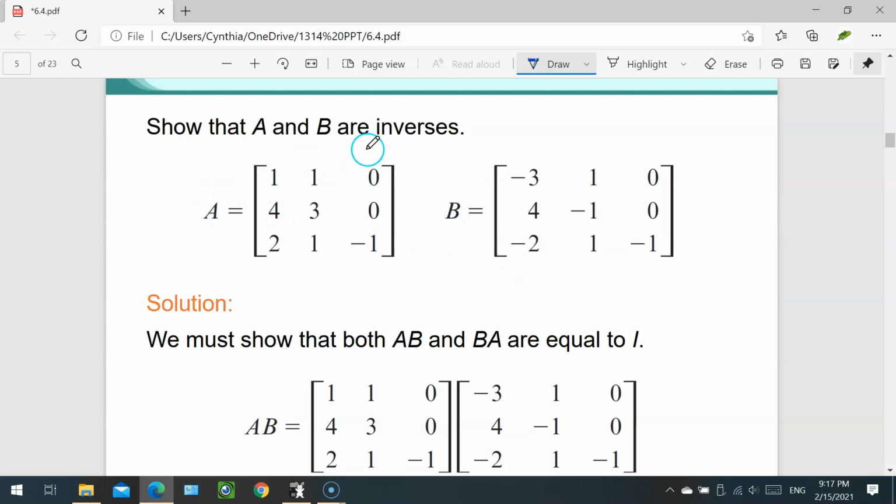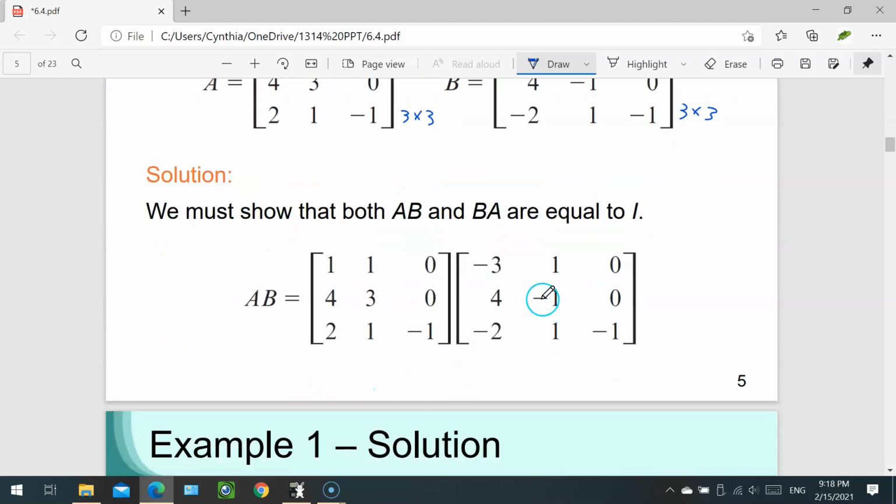Now A, as you can see here, is a 3 by 3. B is a 3 by 3 as well. So that means the identity matrix for this one will be a 3 by 3 identity. We start with A times B first. When I have the matrix A multiplied with the matrix B, we use the rows of matrix A to multiply the columns of matrix B.